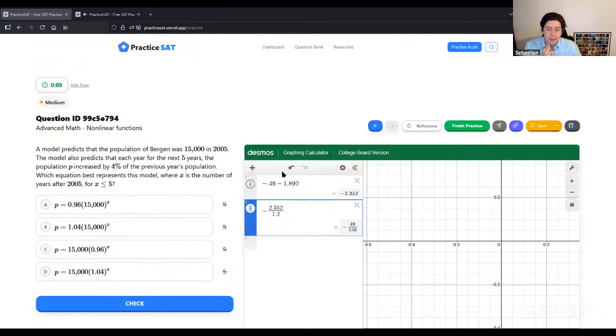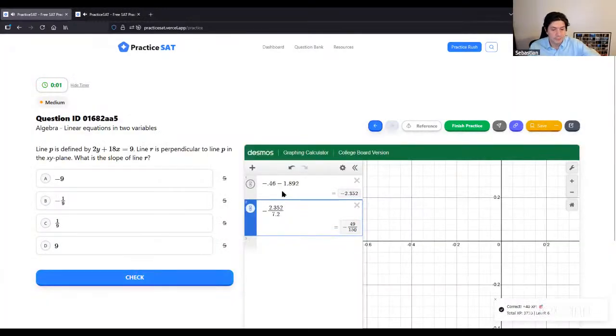A model predicts that the population of Bergen was 15,000 in 2005. The model also predicts that each year for the next 5 years, the population increased by 4% of the previous year's population. Which equation best represents this model, where x is the number of years after 2005 for x less than or equal to 5? So it starts at 15,000 and it increases by 4%. So we're going to do 15,000 times 1.04 to the x. So it'll be D because that's a 4% increase. That one's very conceptual. You don't actually have to do the math if you understand linear functions.